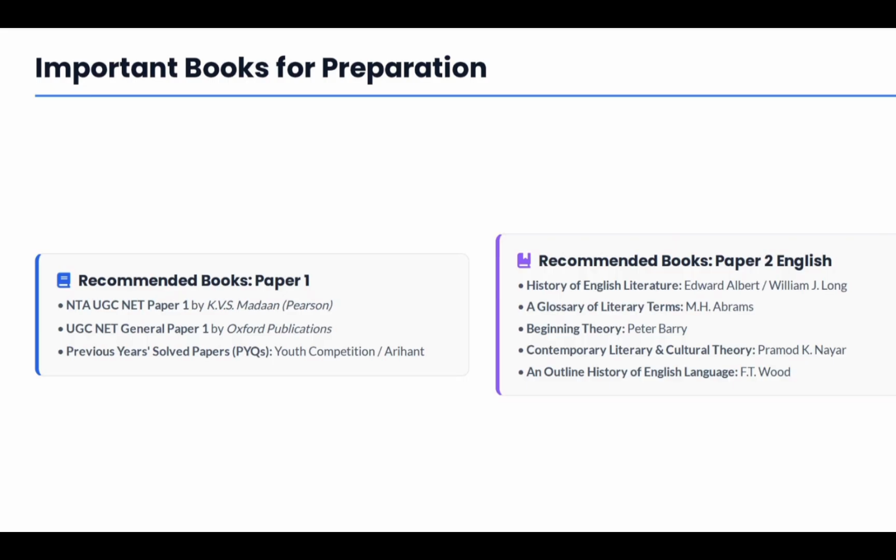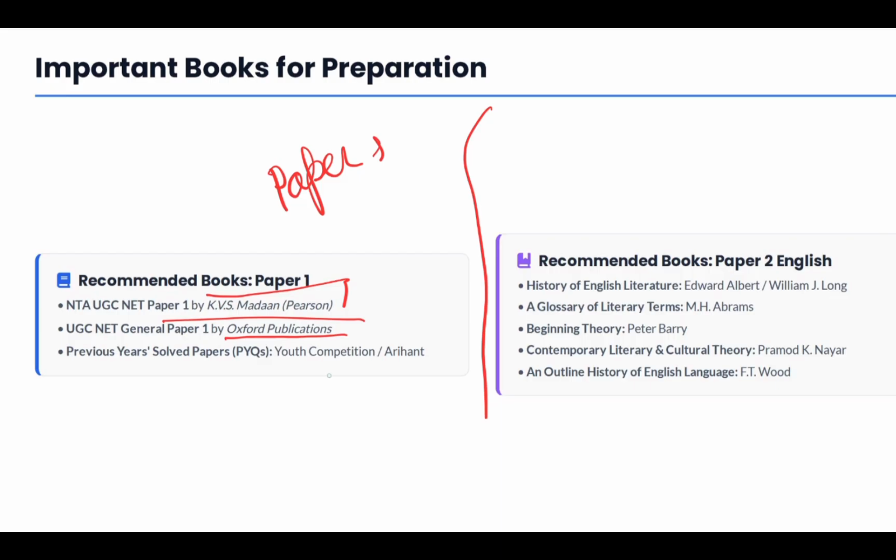Important books for this preparation. There is the Bible of paper 1, you can say the master book, for paper 1 it is KVS Madan. This book is very important and one of the most important books for the paper 1 examination. I have also used these books, that is why I am referring to them here. You can also use the paper 1 Oxford publication, and for PYQs you can use Arihant or Youth Competition.